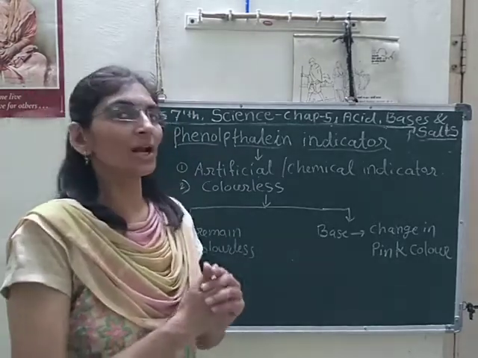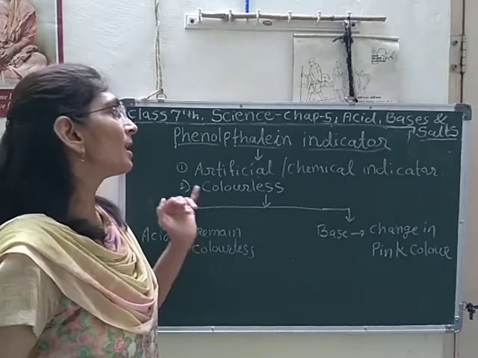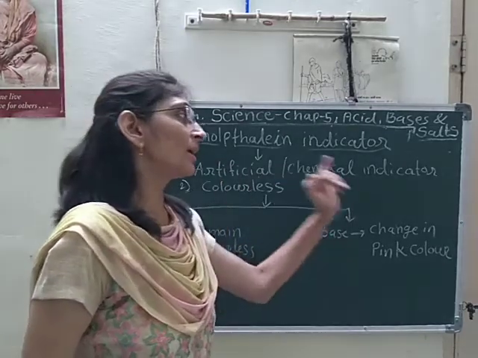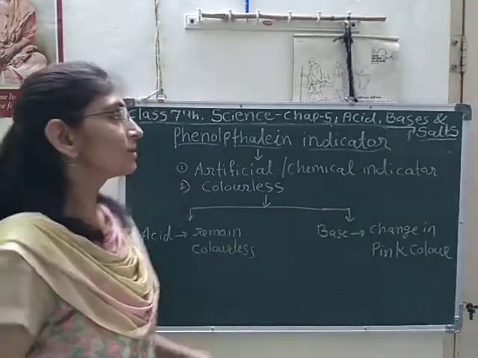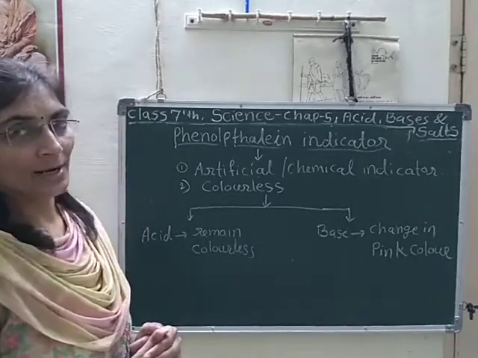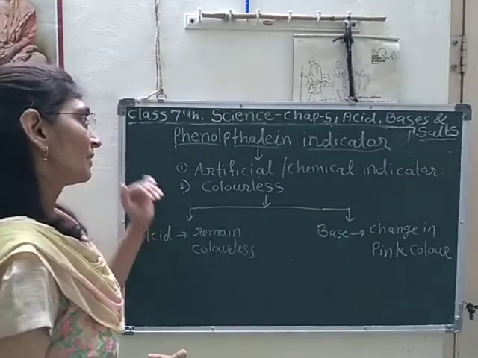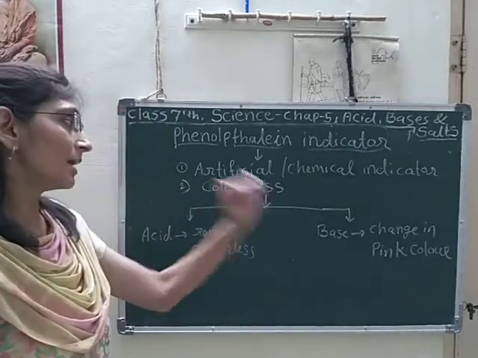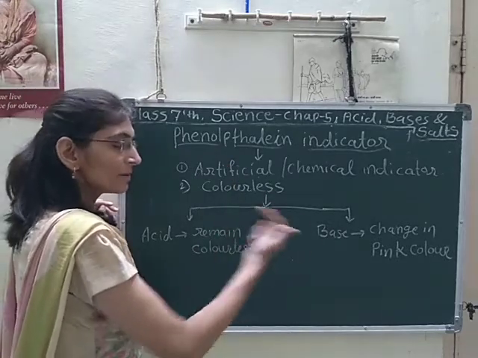So, natural indicators we have learned, but today we will learn about an artificial indicator or chemical indicator, that is phenolphthalein indicator. This phenolphthalein indicator is an artificial or chemical indicator. So, what is its color? It is a colorless indicator. So let's see its properties with acids and bases.